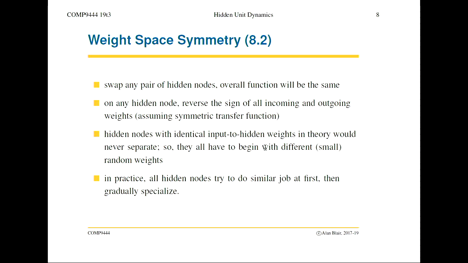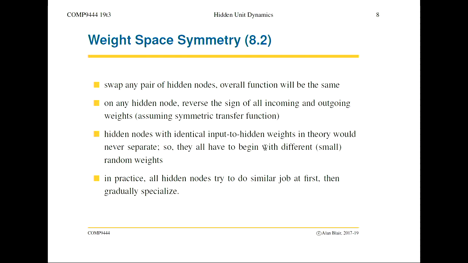Assuming symmetric trade. So it's easier to see this if you use the tanh transfer function. You just have to negate the weights, right? If we were to use the sigmoid transfer function in the hidden nodes, you have to fiddle around a bit with the bias because the thing's not radially symmetric, but you could achieve the same kind of symmetry.